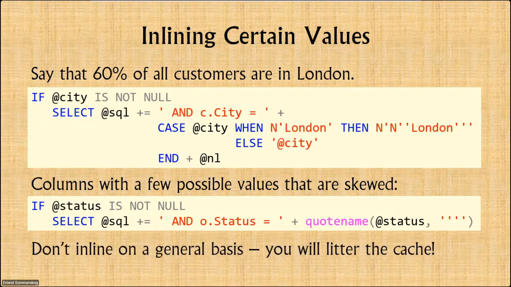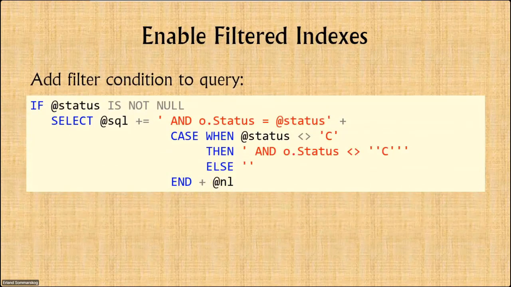But beware, only inline values for specific cases. Don't do this on a general basis because you will litter the cache, and all sorts of problems. But for specific values, it can be a good thing in one way or another. But there's a different method also to handle the filtered index. I can also do this. If the status is not C, I can simply add the condition to the query. So now the optimizer might think that I can use the filtered index.